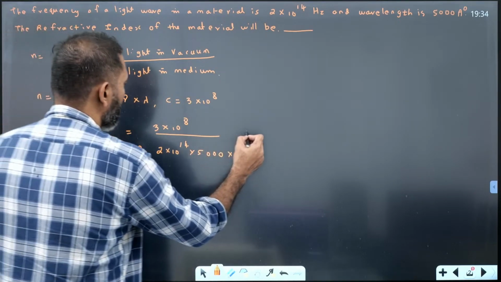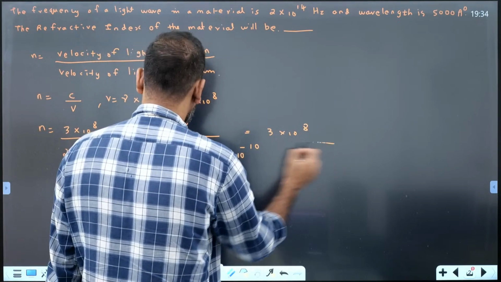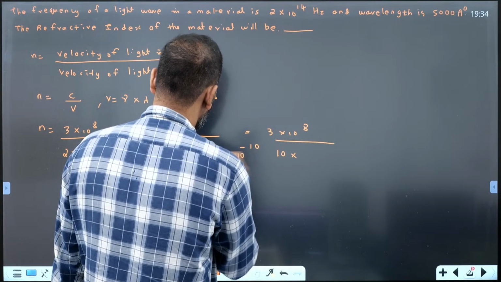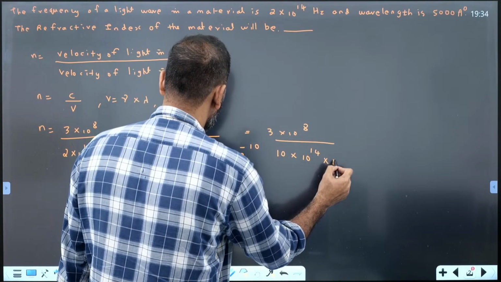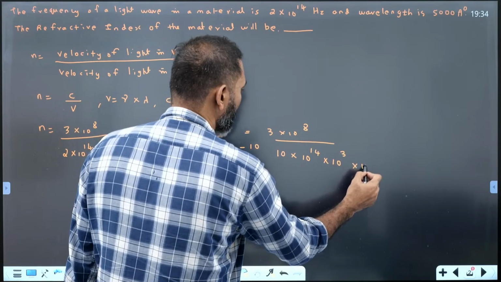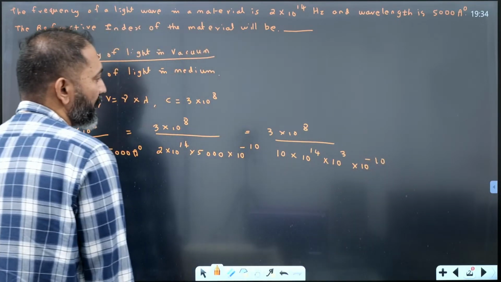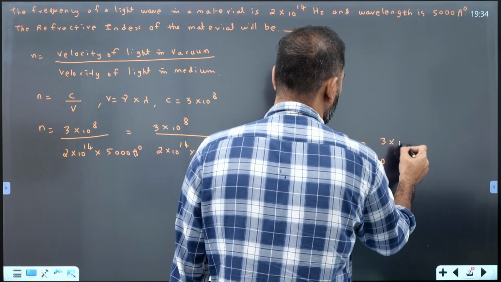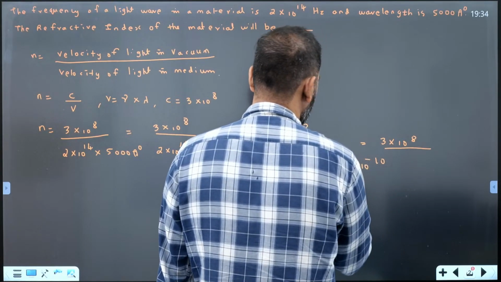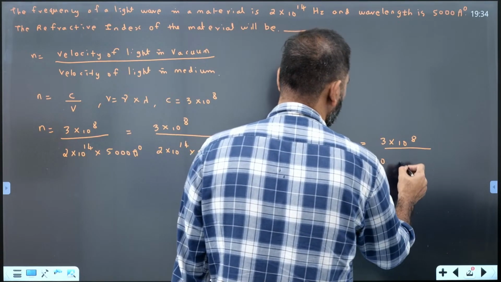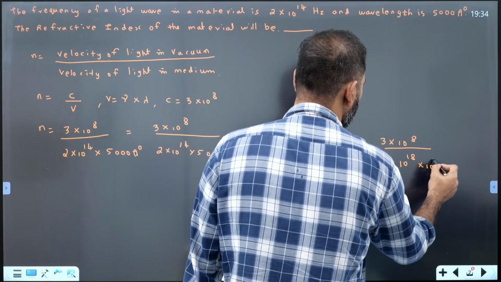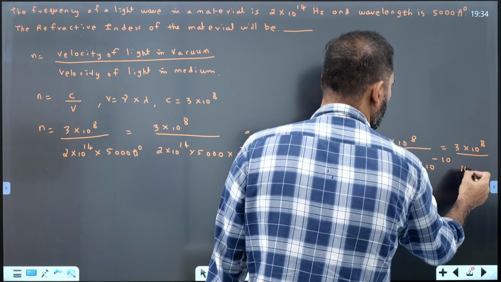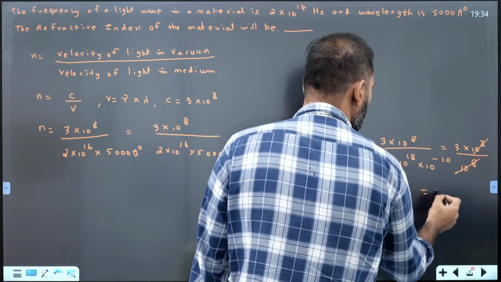So it becomes 3 into 10 to the power 8 divided by 2 into 5, 10 raised to 14, then 10 raised to 3, into 10 raised to minus 10. So it becomes 3 into 10 raised to 8 divided by 10 raised to 8. So the 10 to the power 8 cancels. What is the refractive index?